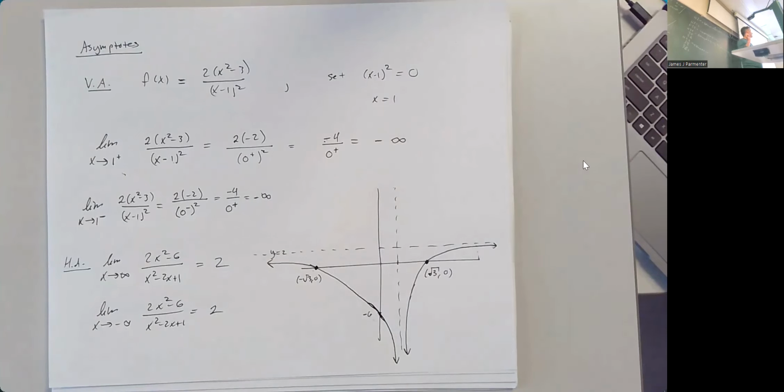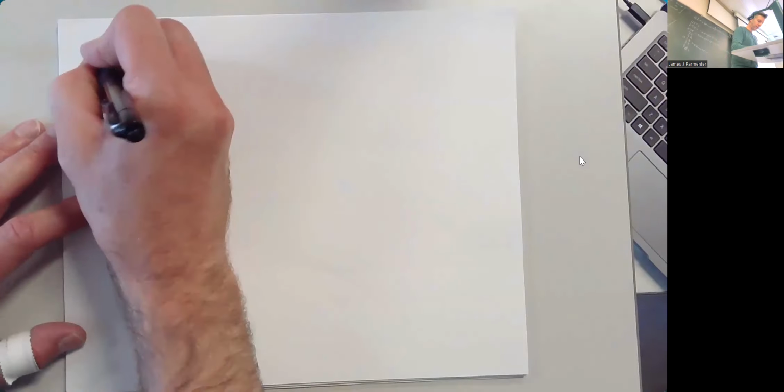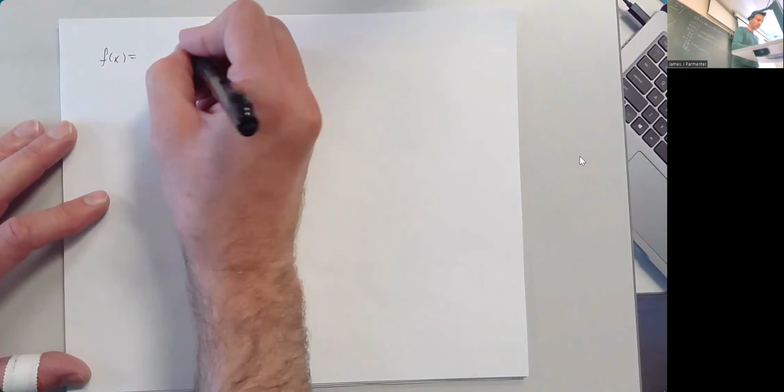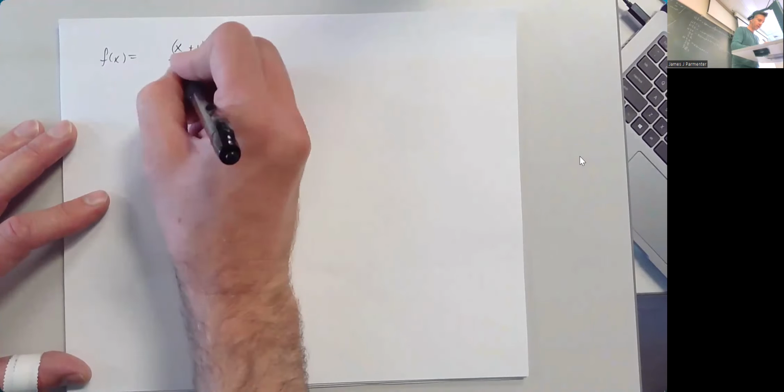I know we don't need it for this one, but I'm confused about when sign charts are helpful and how do you? Sure. Excellent question. So we will talk about that. Let's look at another example. So let's say I want to, yeah, sure. Let's look at f of x equal to, sure, let's do this one. x plus 1 squared over x squared minus 4.